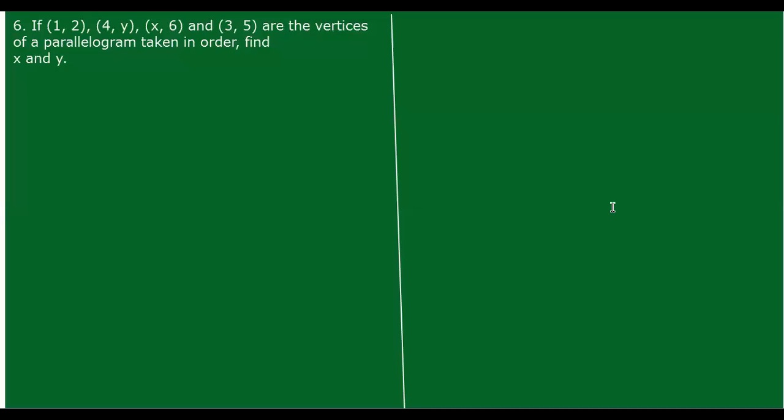Hi students, the sixth question is, if (1, 2), (4, y), (x, 6) and (3, 5) are the vertices of a parallelogram taken in order, find x and y. It is too simple. First let's draw a rough diagram.